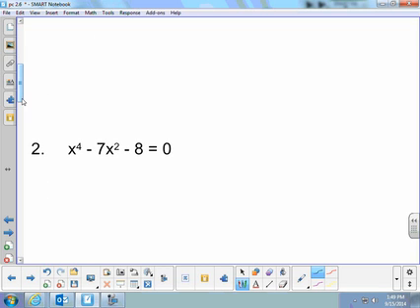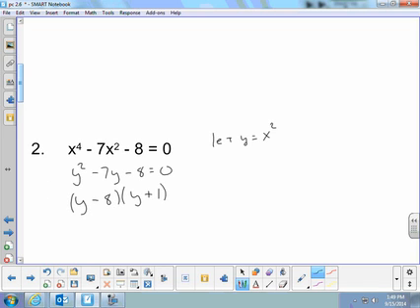Okay, again, I'm going to let y equal x squared. So I'm really going to have y squared minus 7y minus 8. Go ahead and factor. Let's go ahead and make our substitution again, now that we've factored.